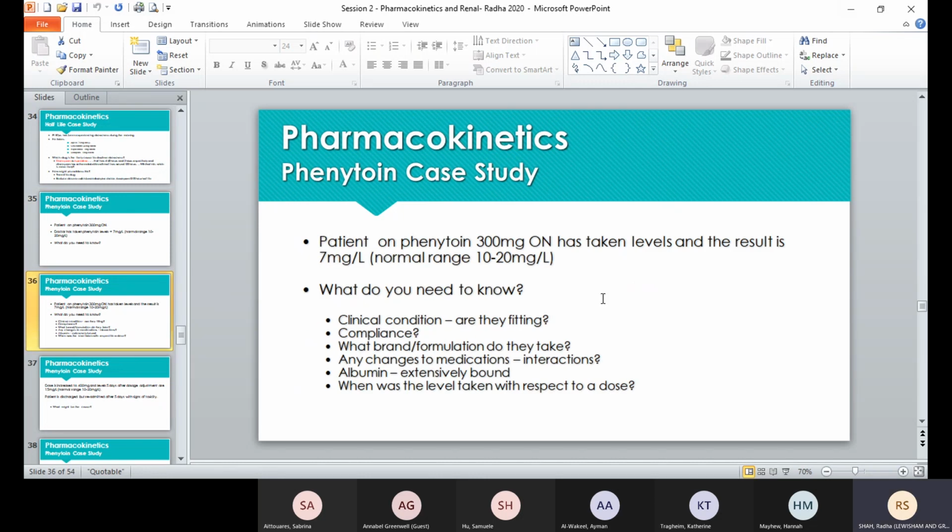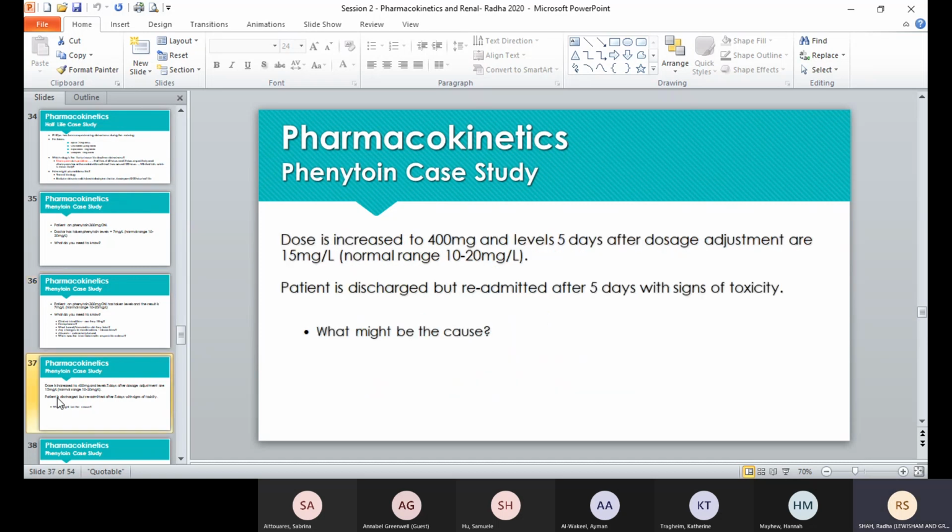Also, are they fitting? Because their level has come back low, but clinically, are they having any epileptic seizures? Are they fitting at all? So things about compliance, like I said. Phenytoin is highly bound to albumin in the plasma. So what are the levels of albumin potentially?